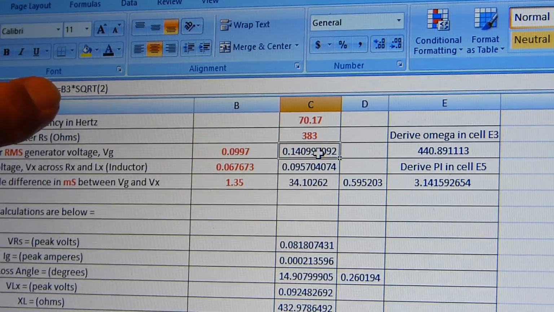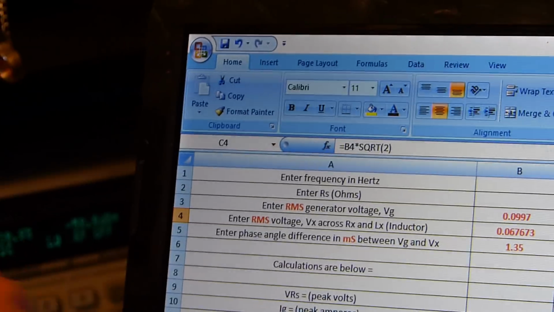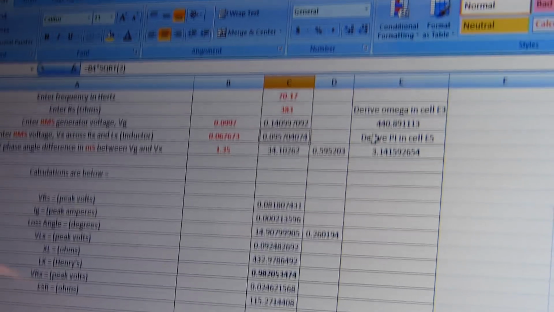I take the RMS voltage and multiply it times the square root of 2. I do the same thing right here. I don't know if you're familiar with Excel programming, but it's really a powerful tool. And now here I derive pi, because we're going to have pi.